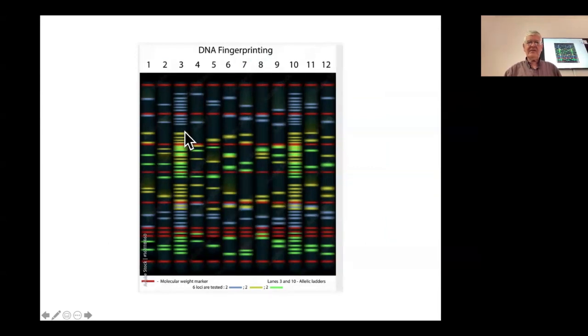And so what you have here, notice there's these red ones that are the same all the way across. That's just a standard that they add to it, so they know these are known molecular weights. And this is a DNA ladder here, where they can compare the sample DNAs. These are the person they're trying to identify, with some standard ladder, and they can figure out how many repeats are in each of these 13 different sites.